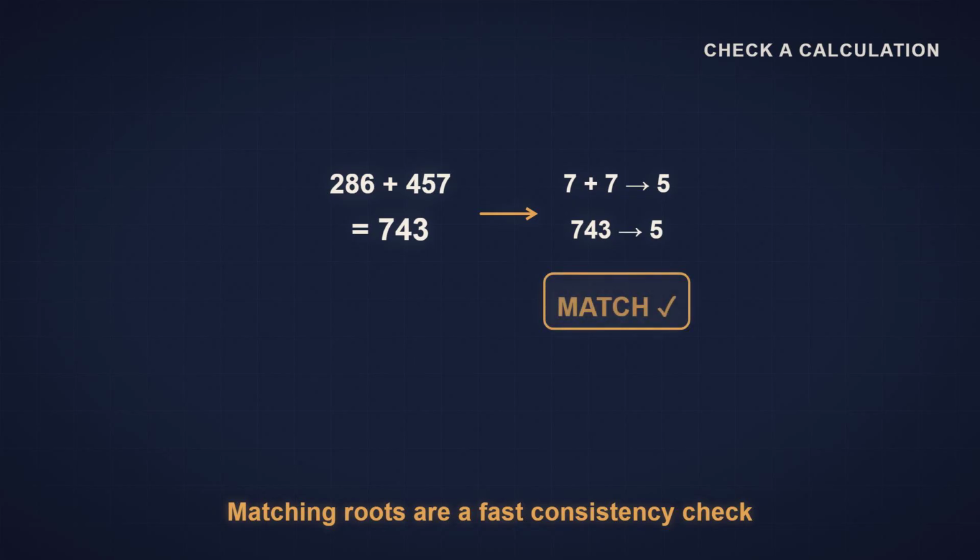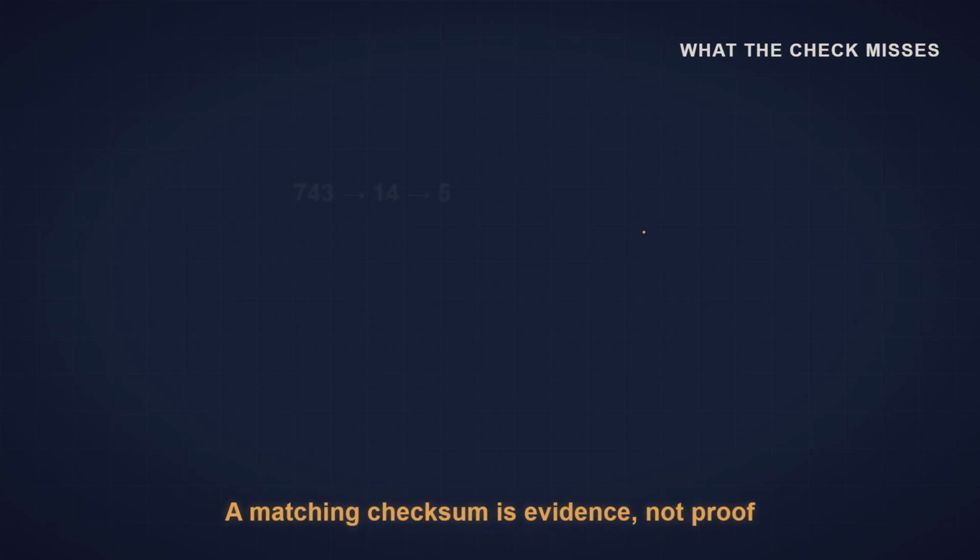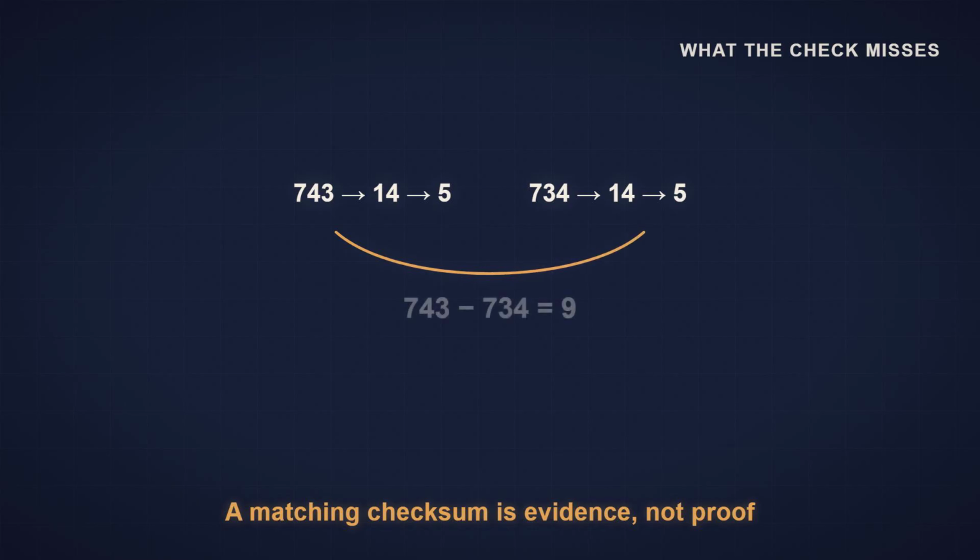Large columns become tiny arithmetic. Now suppose the answer is mistyped as 734. Its digit sum is 14, reducing to 5, exactly like 743. The checksum does not notice because swapping two digits preserves their sum. It also misses any error that changes the result by a multiple of 9. Passing the test, therefore, does not prove an answer is correct. Failing proves something is wrong, but passing only says the arithmetic is consistent modulo 9.